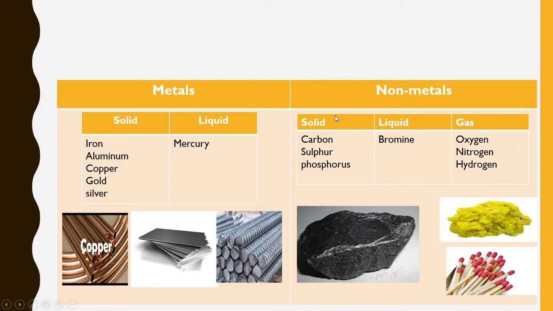The solid non-metals are carbon, sulfur, and phosphorus. The only liquid non-metal is bromine. We have gases which are all non-metals like oxygen, nitrogen, and hydrogen.